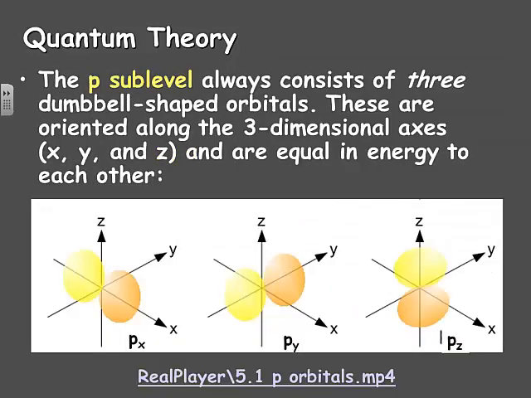The p sublevel always consists of 3 dumbbell-shaped orbitals. These are oriented, as I mentioned previously, along the 3 different dimensional axes and are equal in energy to each other. So we have a px, a py, and a pz, whether we're at the second energy level, the third, the fourth. If it has a p sublevel, then there are 3 equal energy orbitals that are found there.